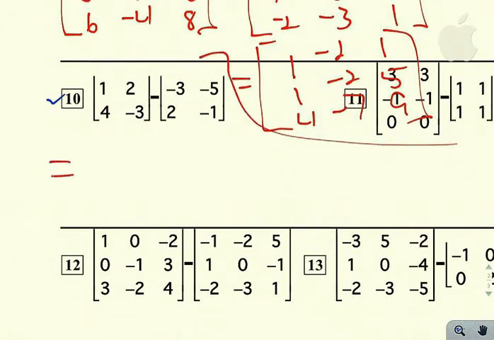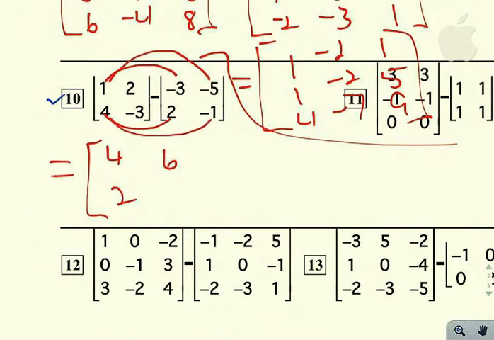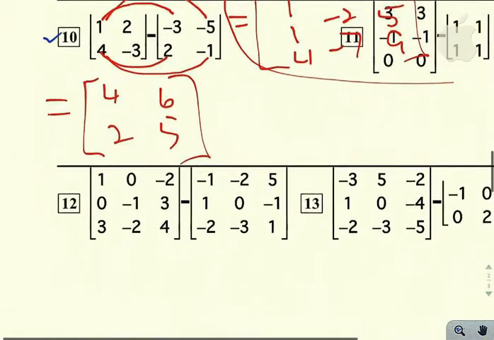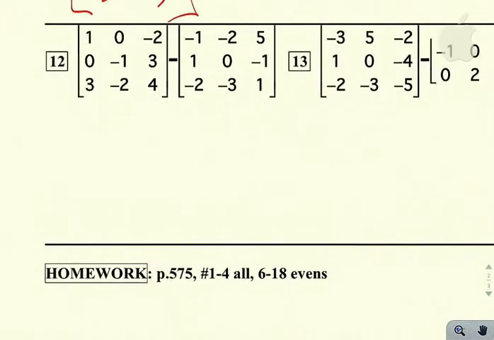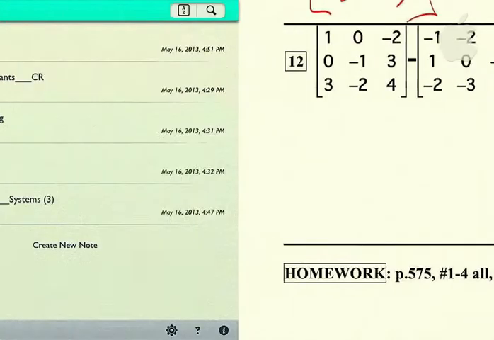Well, let's see. 1 minus a minus 3 is 4. And 1 minus a minus 5 is 6. And 4 minus 2 is 2. And 4 minus a minus 1 is 5. Okay, let's go to the next section.